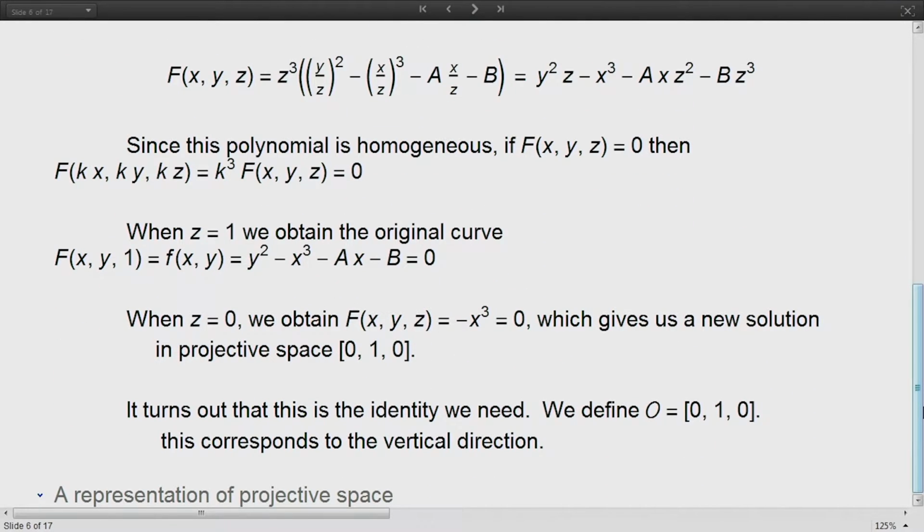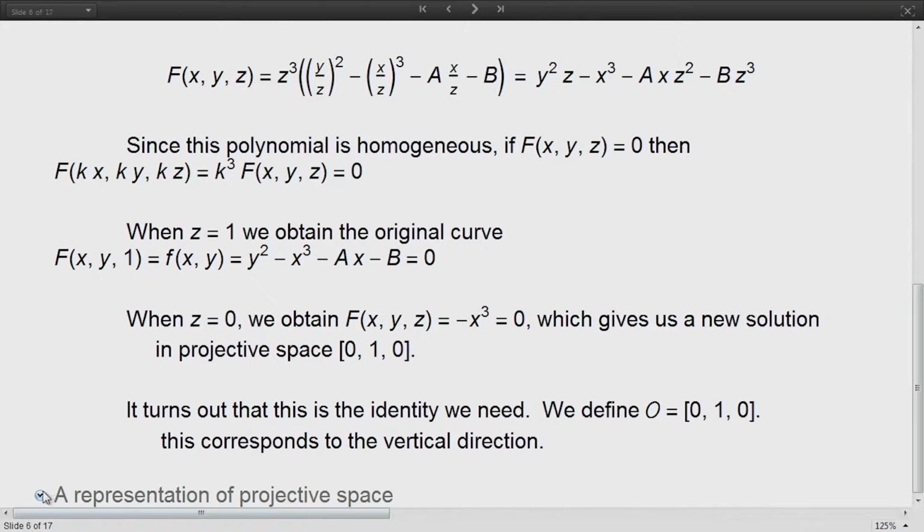So when z is 0, the homogeneous equation reduces to x cubed equals 0, and that gives me a new triple root. That's the point in projective space, since x is forced to 0, but y is free, so any value of y works, and that corresponds to a vertical line.